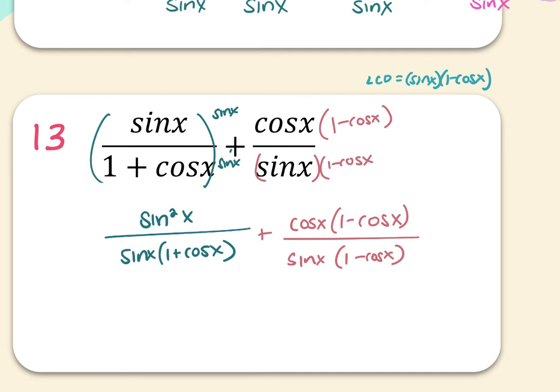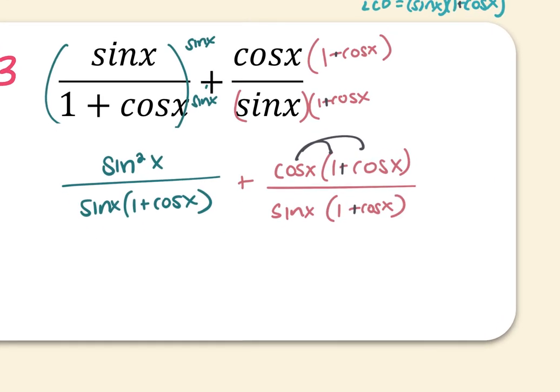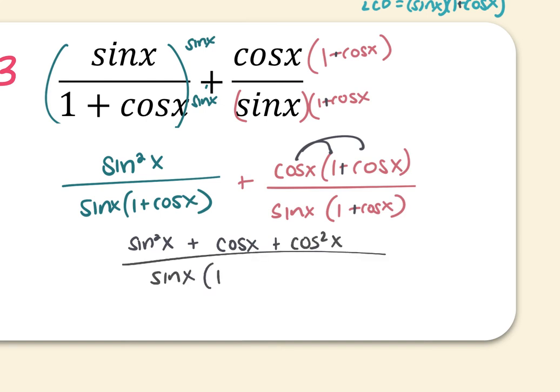Now I want to combine them. Oh, yeah, sorry. Yes, thank you. I wrote it wrong here and there. That's all plus. So now I could distribute this here, and I would get sine squared x. I'm going to combine my numerators too. Plus cosine times 1, which is cosine x, plus cosine times cosine, which is cosine squared x, all over sine x times 1 plus cosine x.